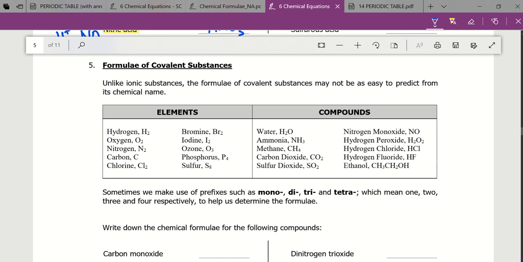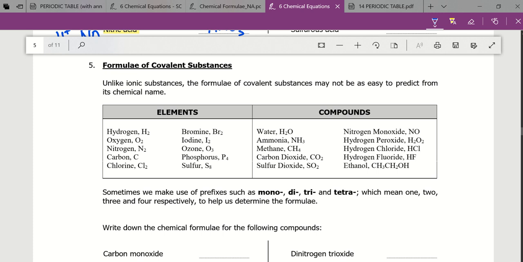Okay, so for the next portion on covalent substances, we need to know that the way to come up with the formula of covalent substances is not like ionic compounds at all. If you recall in our chemical bonding chapter, we have learned that covalent substances do not have charges. So when I am coming up with the formula of covalent substances, I cannot look at the charge of the ions and then crisscross because there are no ions, right?